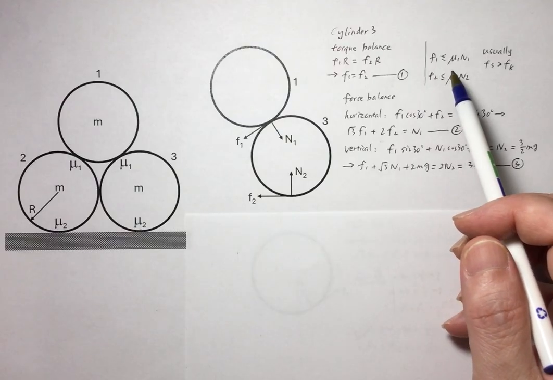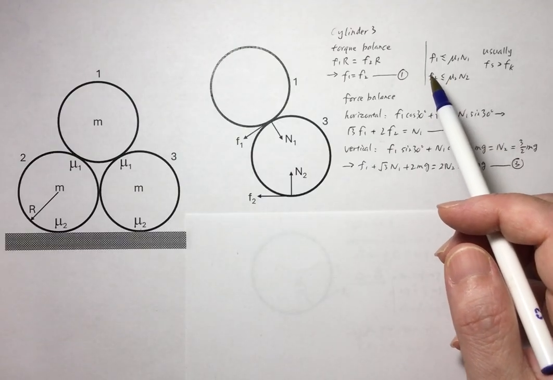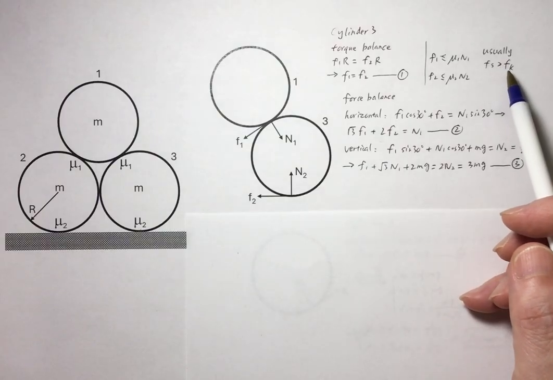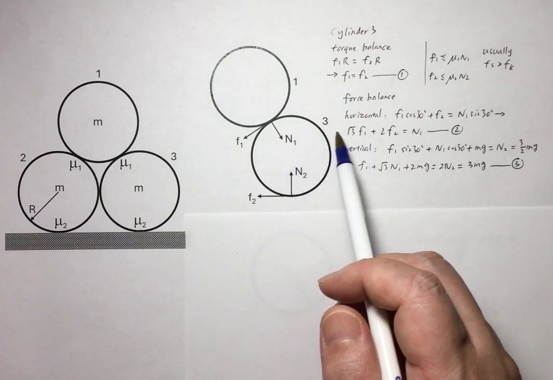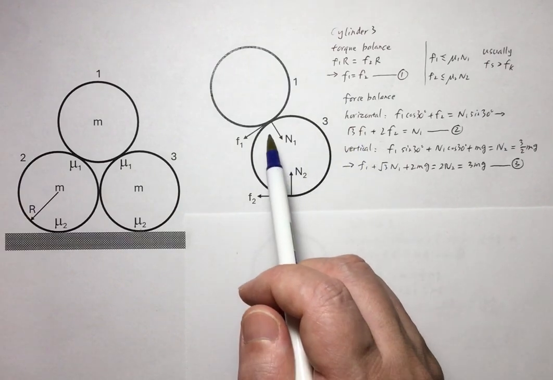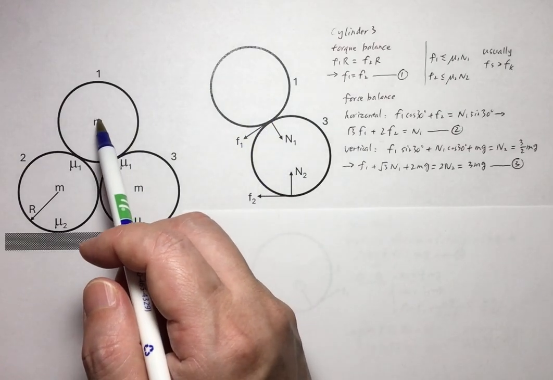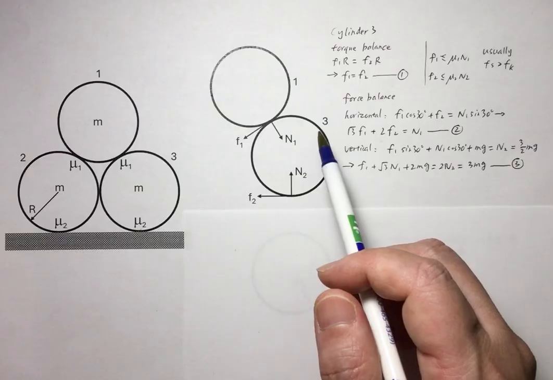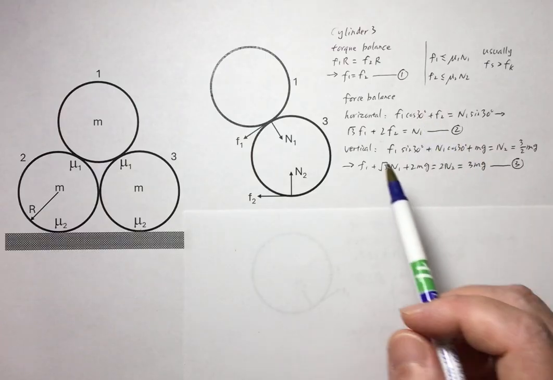We know that friction is not really a constant force. It may change. For example, the static friction is usually larger than the kinetic friction force. Now look at the force balance for cylinder 3 along the horizontal direction. So F1 cosine 30 degrees. Remember, the centers of the 3 cylinders form an equilateral triangle. So it's not difficult to figure out where the 30 degrees comes from.